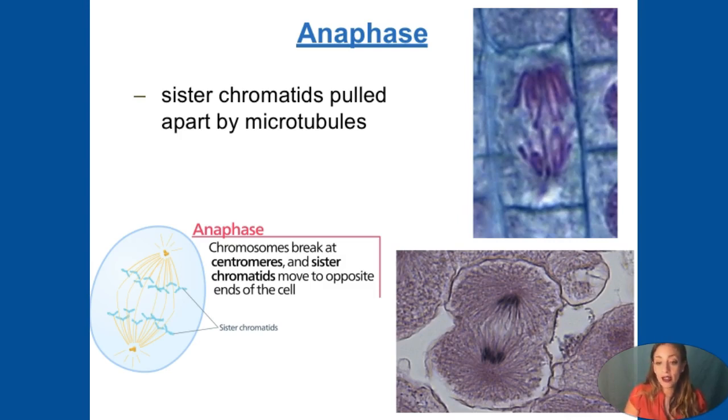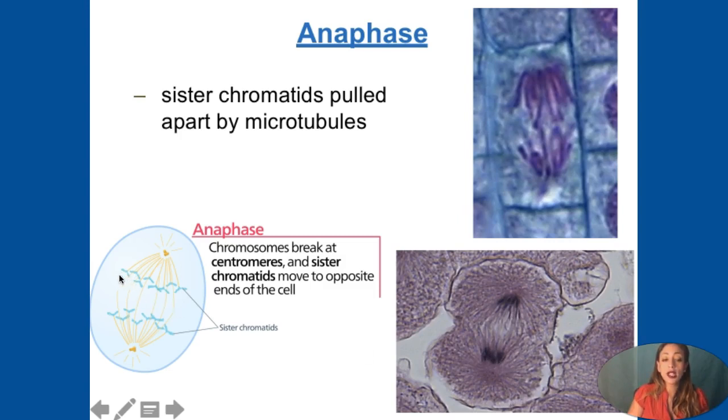Then next is anaphase. In anaphase, the sister chromatids are getting pulled apart. Remember, the kinetochores have microtubules attached to them. Now they're going to pull them apart to actually get one chromosome, one sister chromatid, on each side of the poles. So right here, you can actually see them getting pulled. These are little chromosomes getting pulled that way, and these are getting pulled this way.